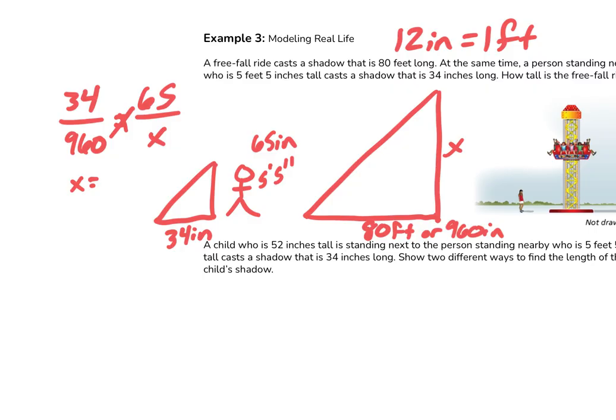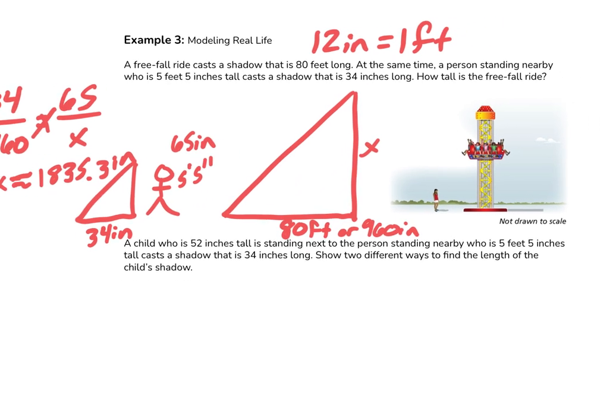Okay, what's that get us? Big number. 1835 point, what's the decimal after it? 3. Okay. All right, so this is in inches.